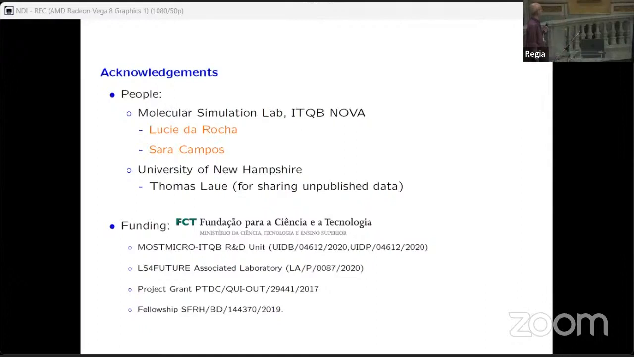I also have to acknowledge Tom, because it was funny: I was working with a protein which he has studied, he had not published, and he had the values exactly that I could compare with my simulations. So thank you, Tom, as well. And the Portuguese funding agency for the funds, and thank you so much.